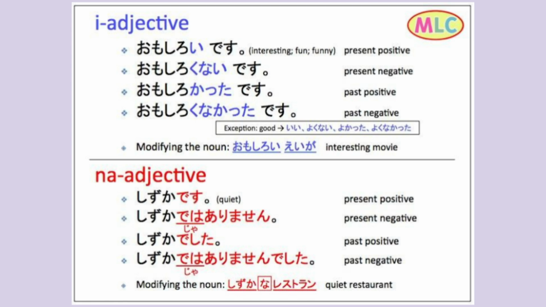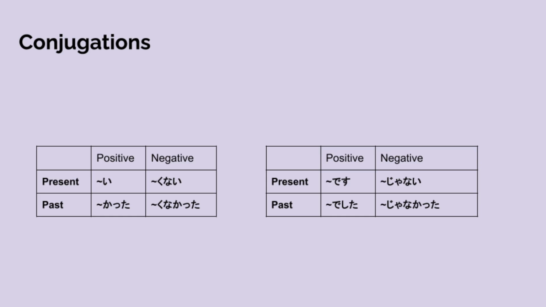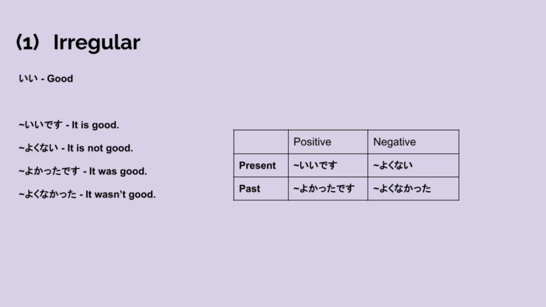And if you see at the top, there's a little exception for the adjective good. And we're going to talk about that. So this is just a repeat of the chart. Alright, here's the irregular of ii for good. No matter what, this verb is completely irregular. There are some verbs that end in ii, like the double I. Oh, kakkoii, which is cool. That ends in a double I, so you would conjugate it exactly like this.